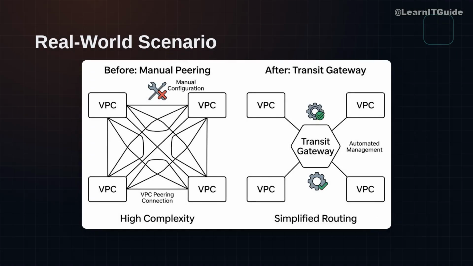Think about a healthcare platform. They have strict compliance and need to isolate patient data. They had 40 different VPCs and were manually managing over 1,200 peering routes. It was a nightmare. Every time they added a new VPC, they had to manually update route tables everywhere. When they switched to Transit Gateway, they automated the whole process. They cut their setup time from 6 hours down to 15 minutes. It saved their operations team hundreds of hours per year.